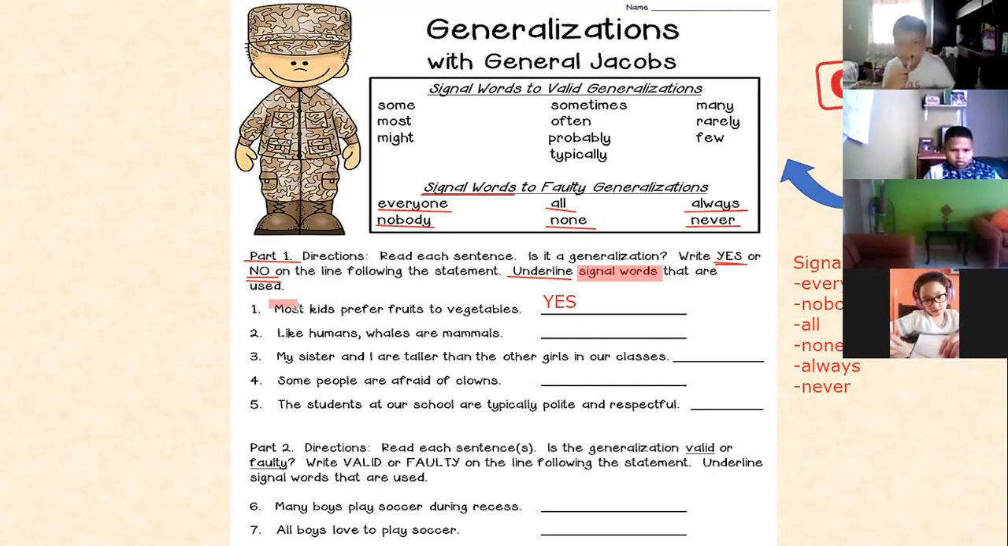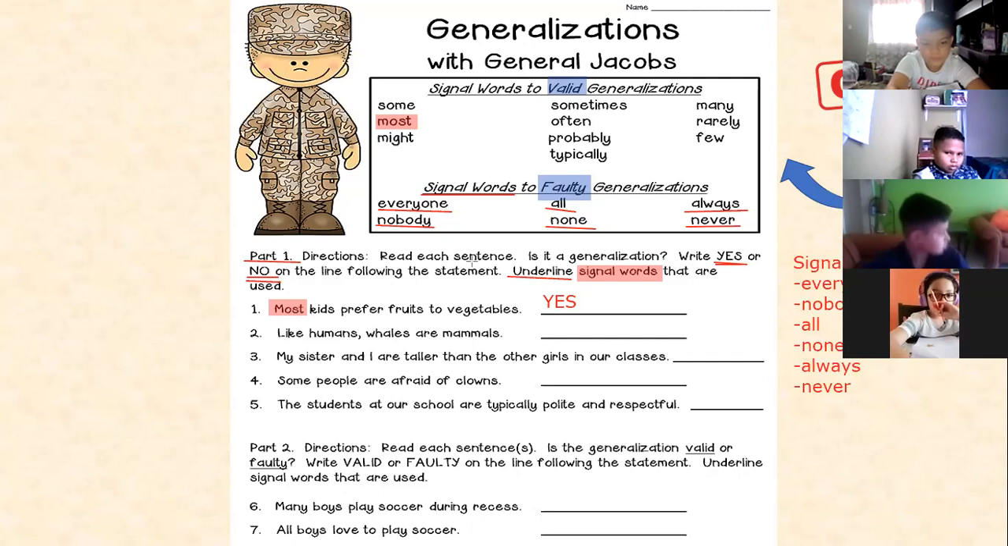Most, exactly. Most is here. So if the signal word is most, is this generalization valid or faulty? Valid or faulty, class? Valid. Valid, exactly, because the signal word belongs to valid generalization. This is valid, yeah, it's true.